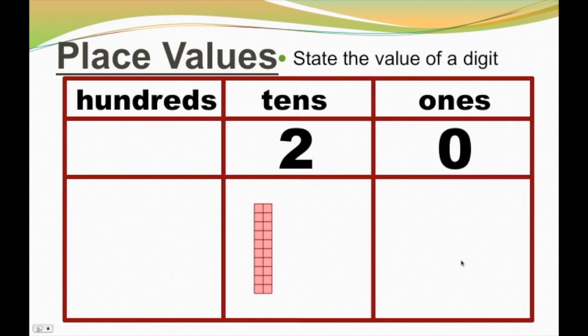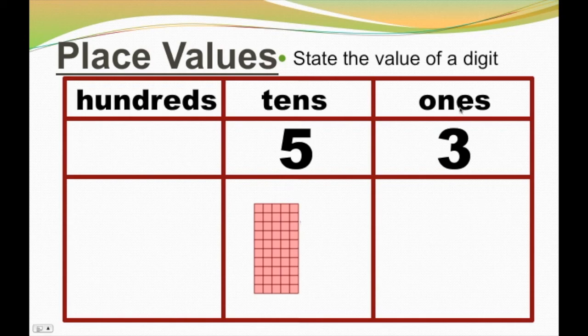How about the number 53? Well, how many tens do I have? I have 5 tens. Right now I have 2, but I need 5, so I'll put 3, 4, and 5. And in my ones place, I have 3 single boxes, 3 ones. 1, 2, 3. And this here makes the number 53.